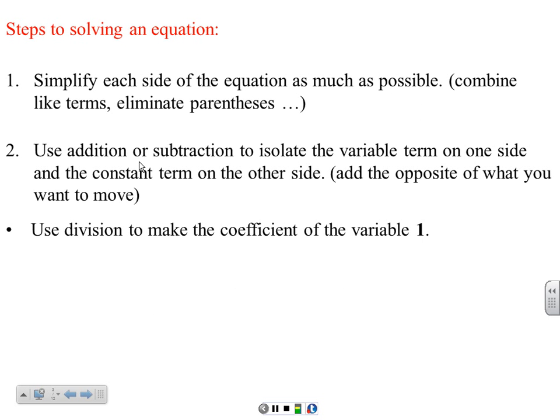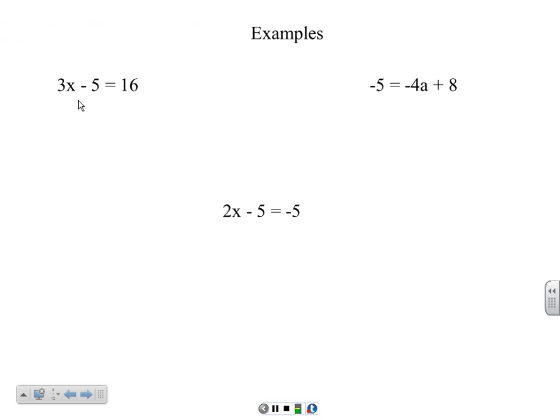Then we're going to use addition and subtraction to isolate the variable term on one side and the constant term on the other side. So we're going to start moving things around, and we're going to add the opposite of what we want to move. In the very last step, and you're not going to do this until the very last step, you're going to use division to make the coefficient of the variable 1. So again, simplify, then move things around using addition and subtraction, and then the very last step is to divide.